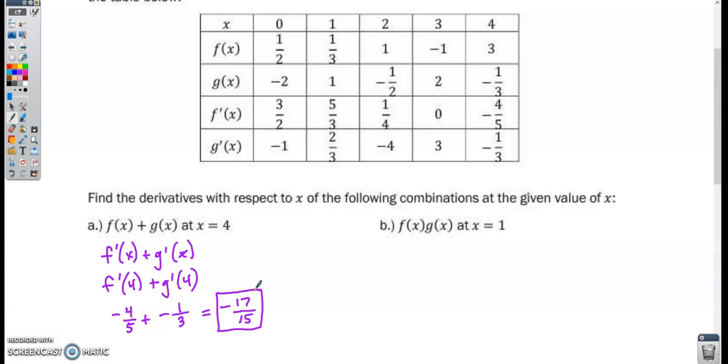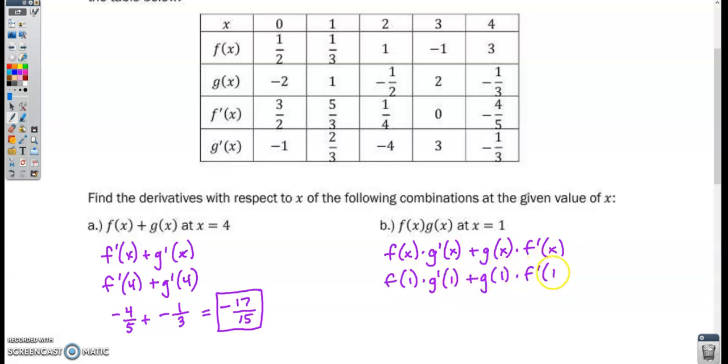All right, let's go on to part B. We're finding the derivative of f of x times g of x at x equals 1. So in order to find this derivative, we need to use the product rule. So this is going to be f of x times g prime of x plus g of x times f prime of x. And we're going to find the value of that at x equals 1. So that's going to be f of 1 times g prime of 1 plus g of 1 times f prime of 1. And then I'm going to look all those values up from the table. We're going to find them all in this column right here for 1.